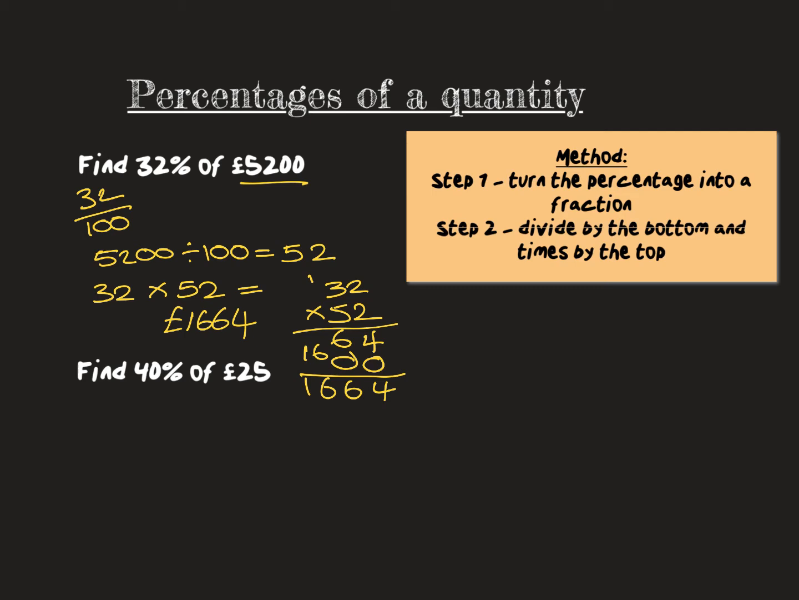Change your percentage into a fraction, then divide by the bottom, which can always be 100. We're going to discuss that sometimes it will be different. So divide by 100, and that finds 1%. And then multiply by the top to find out whatever percentage it is you need. So in this case, we multiply by 32 because we want to find 32%.